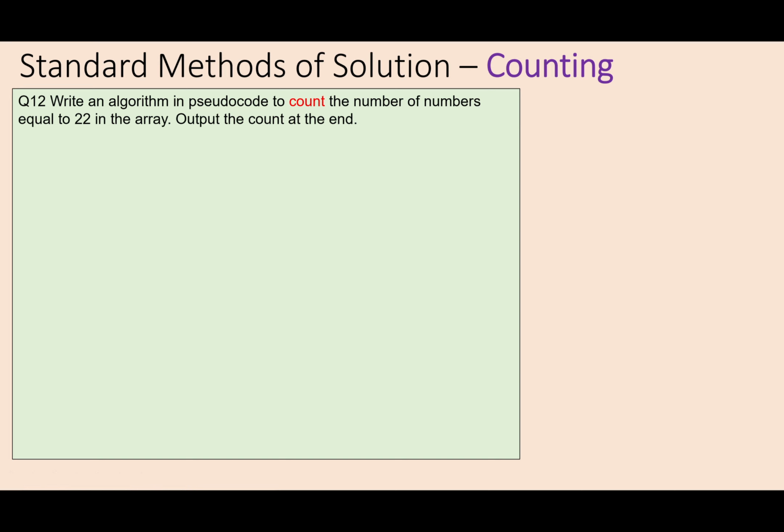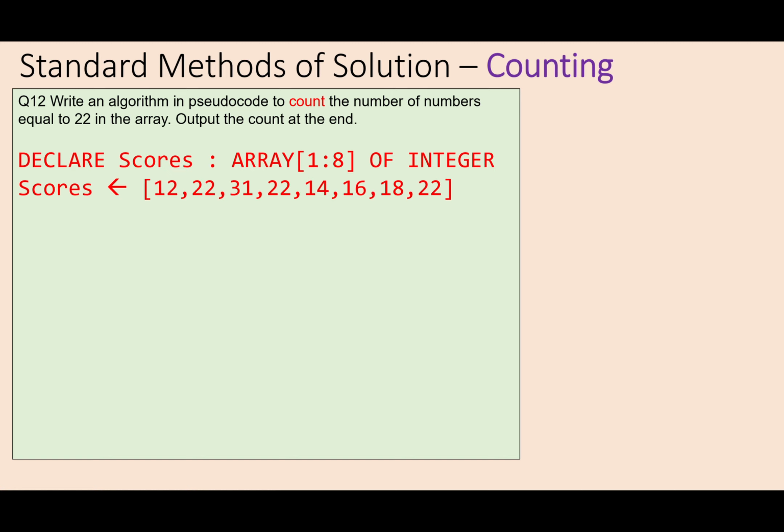So the question is, write an algorithm in pseudocode to count the number of numbers that are equal to 20 in the array. So here is the array. We've declared it and we've set it up. I'm going to output the count at the end. We'll have a look at the answer in a second. If you want to pause the video, see what you come up with, and then we'll look at the answer.